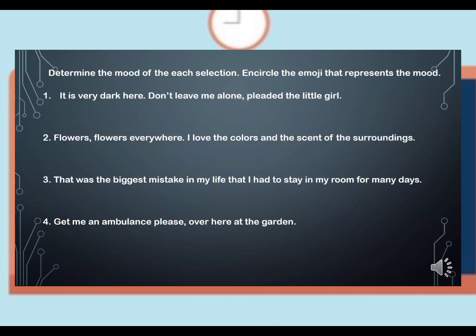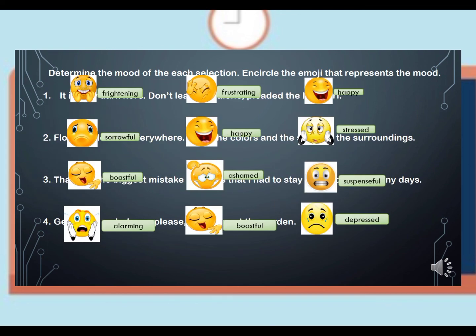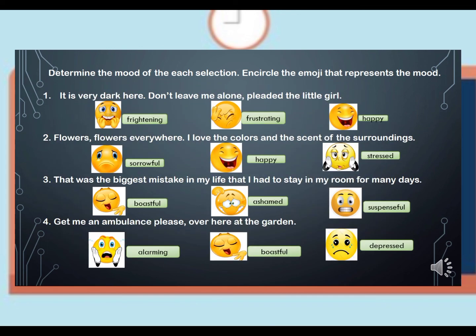For our next activity, determine the mood of each selection and circle the emoji that represents the mood. And these are the choices. Again, you may pause this video while answering. If you need more time, you may do so. Time to check your work.